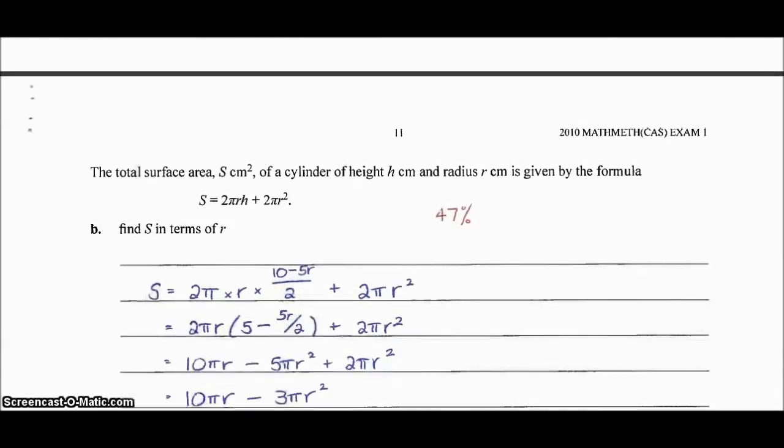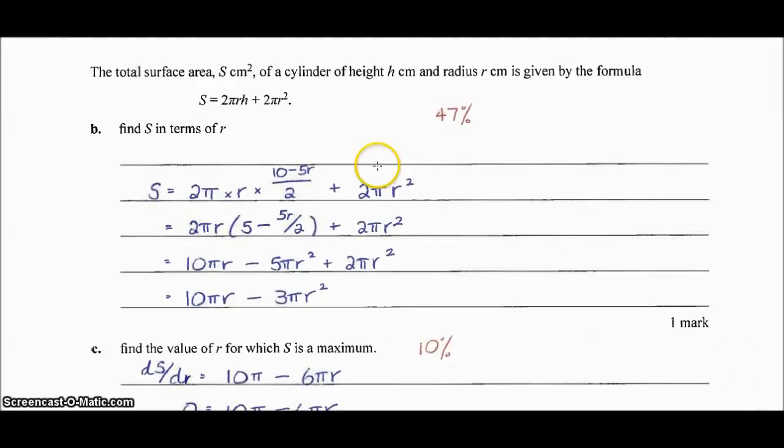So part B, we're told that the surface area of a cylinder is given by this formula here. We're asked to find S in terms of r. Now that's pretty easy if you had an answer for A, because all we had to do was sub in our answer for A in for h here. So that gives me 2 pi times r times (10 minus 5r) on 2 plus 2 pi r squared. And if I change my (10 minus 5r) on 2 to 5 minus 5r on 2, it makes it a little bit easier. Expand that and simplify, I'm left with 10 pi r minus 3 pi r squared.